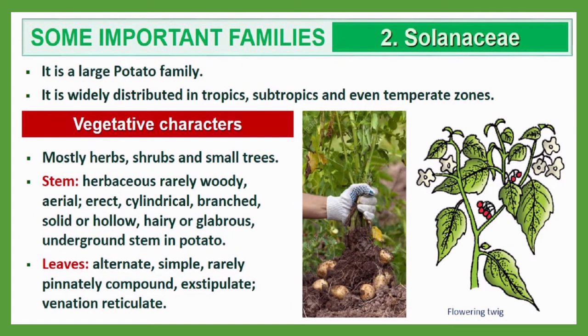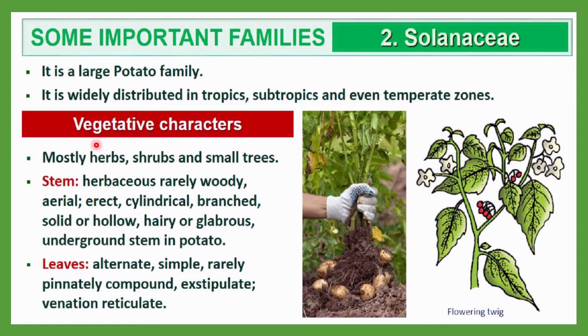The next important family is the Solanaceae family. It is the large potato family. A unique example of this family is the potato, and that's why it is called the large potato family. It is widely distributed in the tropics, subtropics, and even temperate zones. So we will start with the habitat. This is the habitat. You can see the Solanaceae family is distributed in the tropics, subtropics, and even temperate zones.